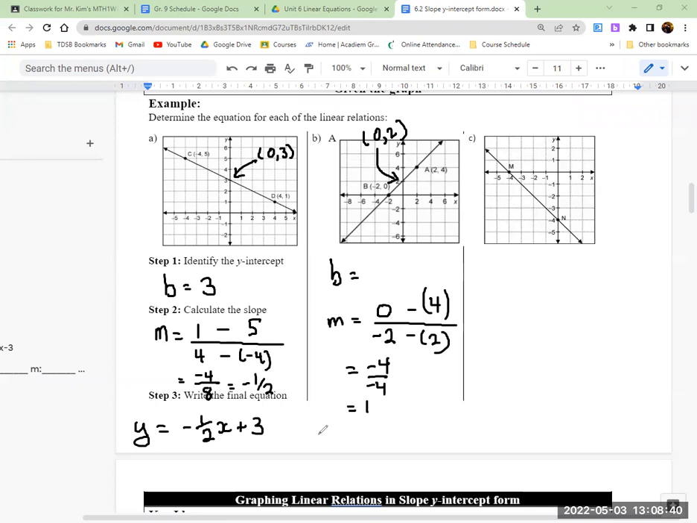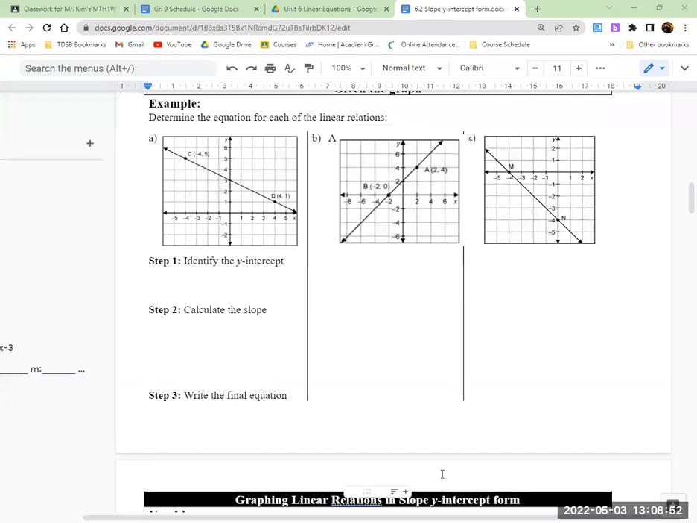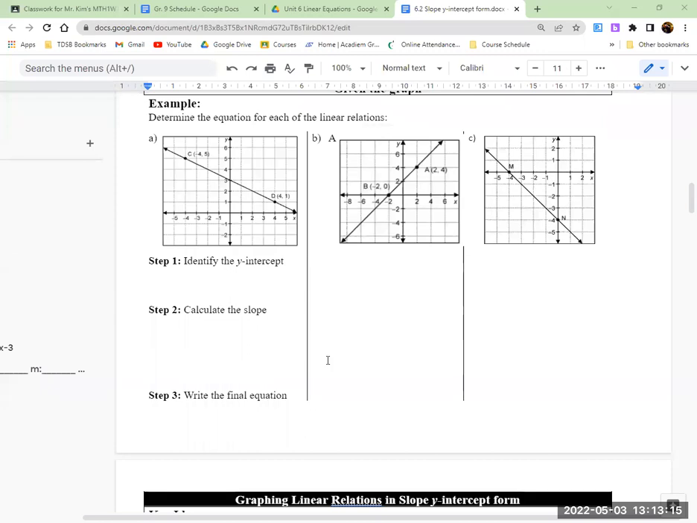So what's my y? What's my equation? I think you can figure it out. Try to do parts B and C on your own. Oh no, I erased everything. Sorry. Okay. There's work. Yes, question?